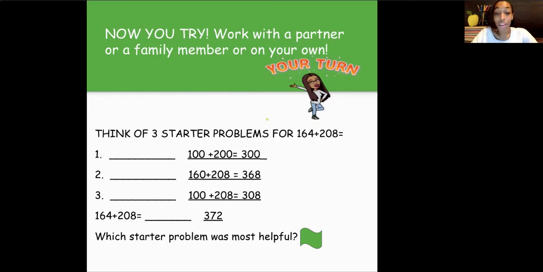Or you could have rounded to the nearest 100 for one add-in and left the other add-in alone. 164 to 100 plus 208 is 308. So the final answer was 372. What was the most helpful starter problem here? Good. Number 2 was the best starter problem. It got you really close to that final answer. So you know your final answer must be 372.